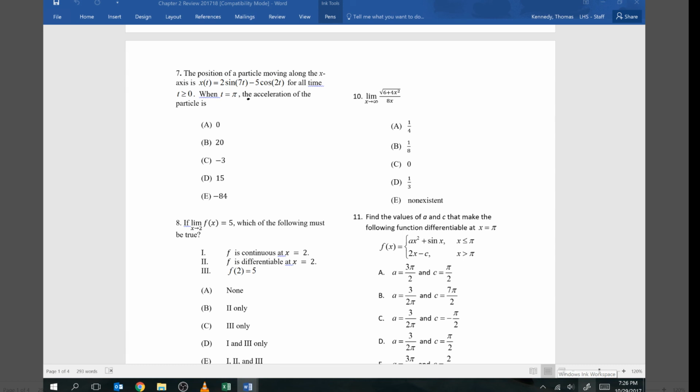Alright, so this asks for the acceleration and gives you the position. Position's derivative is velocity, and velocity's derivative is acceleration. So this is a fancy way of the test asking you to take two derivatives. This is what I would characterize as a chain rule question, because we have to chain rule a few times. So our velocity equation is going to be 14, because I chain out a 7, cosine 7t.